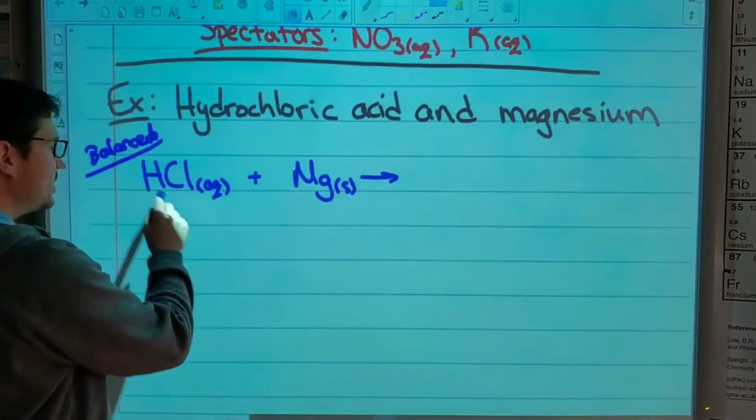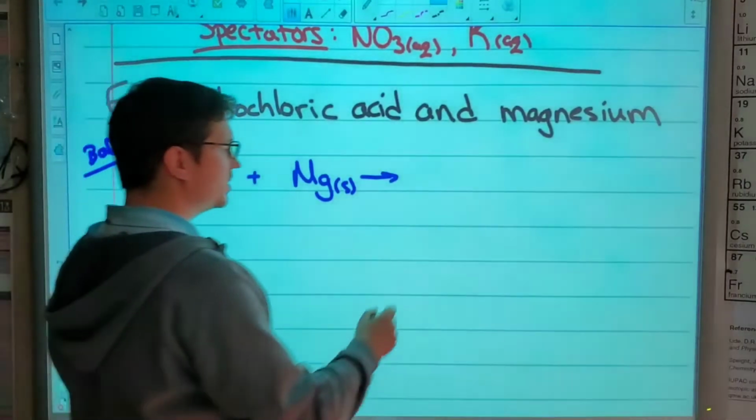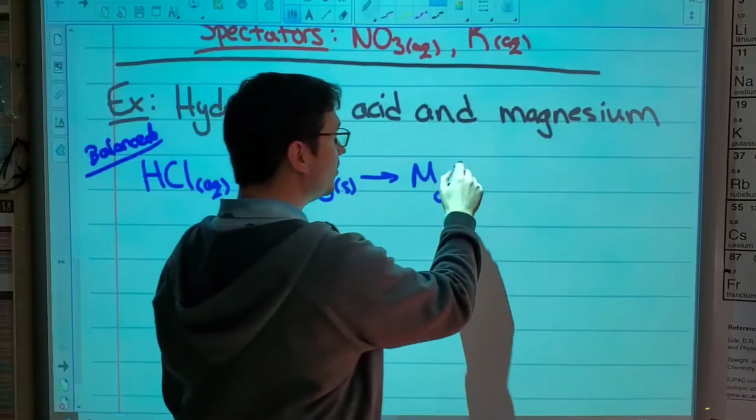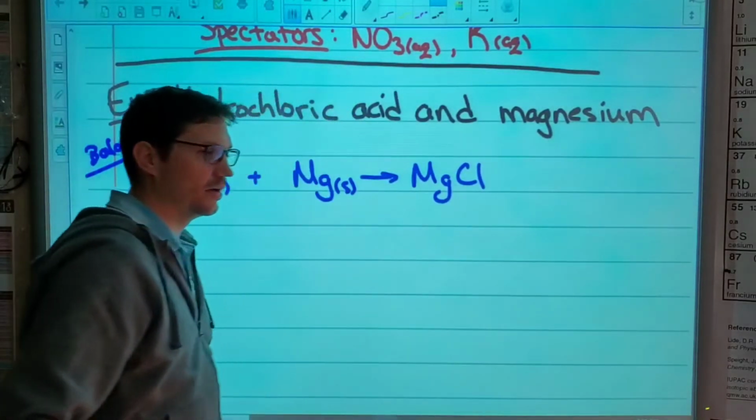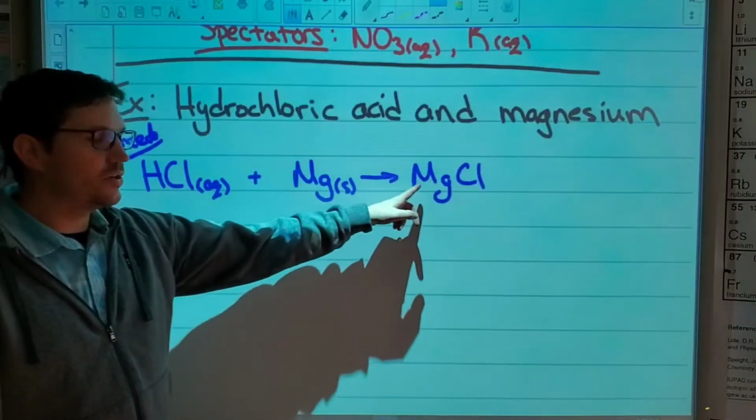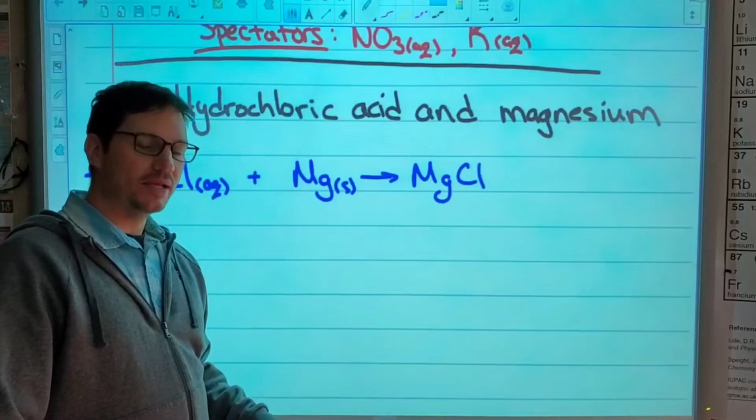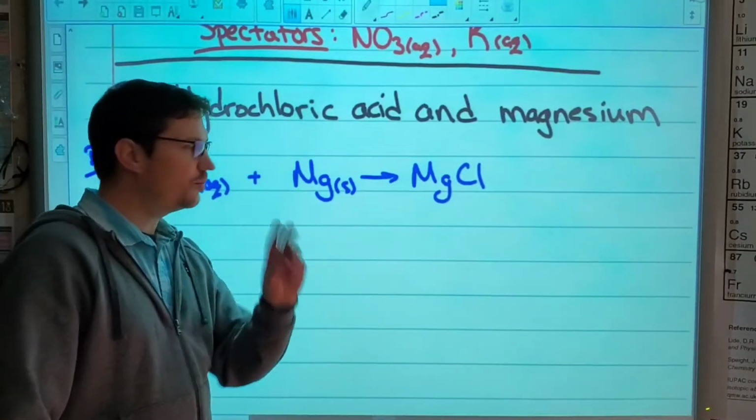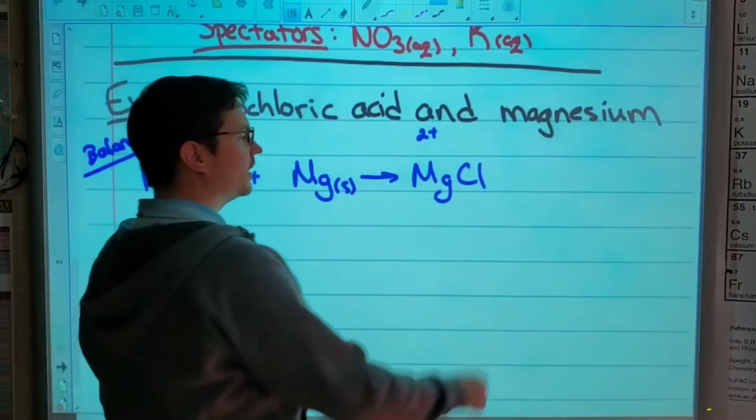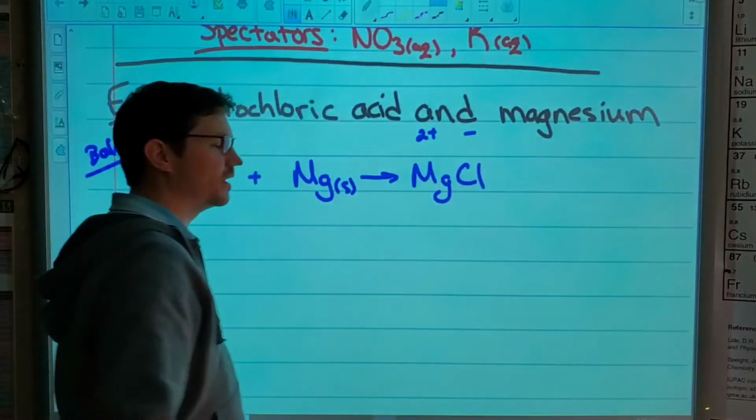So the magnesium is going to kick out the hydrogen, so we're going to get some combination of magnesium and chloride ions. When magnesium turns into an ion, its ion charge is 2+, so it's going to be 2+. Chloride ions are 1-.